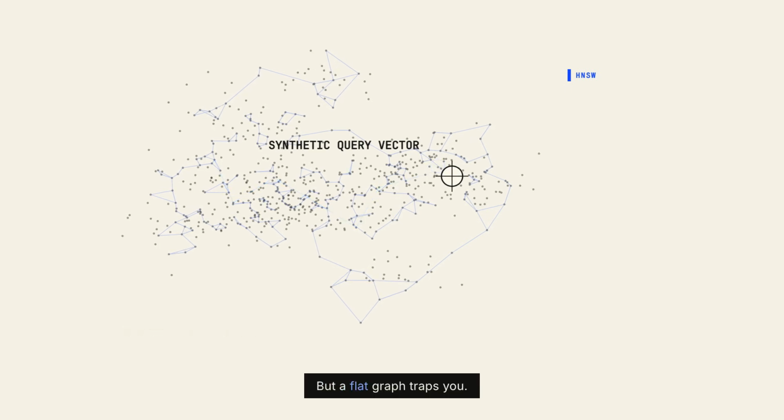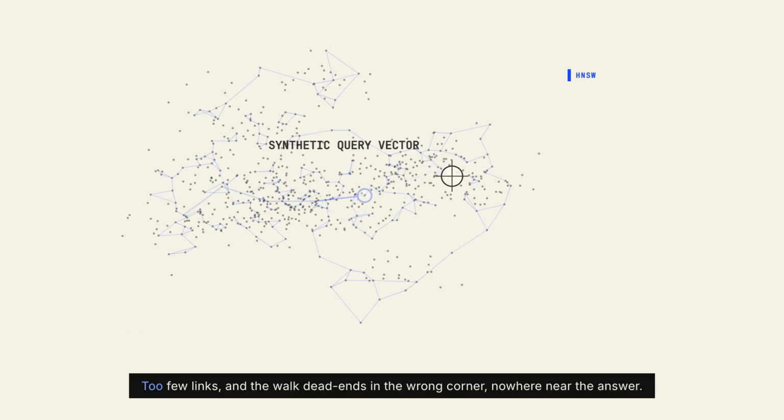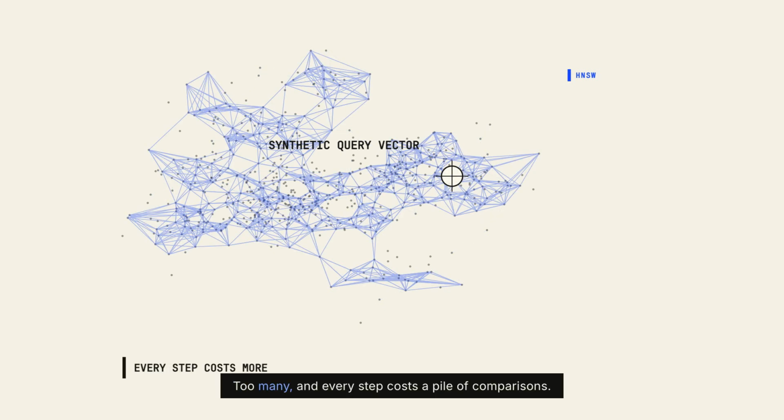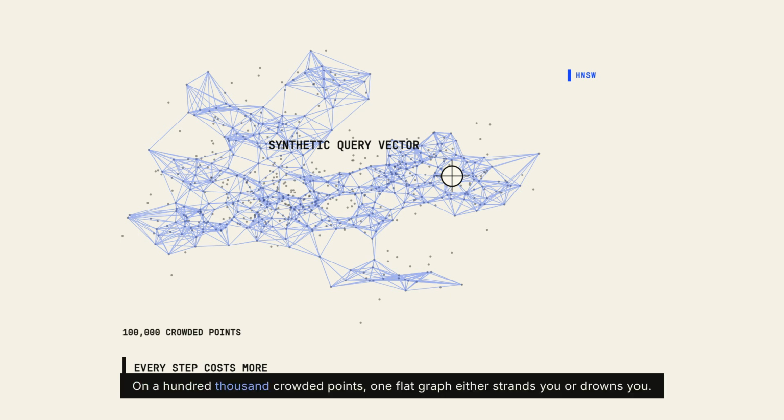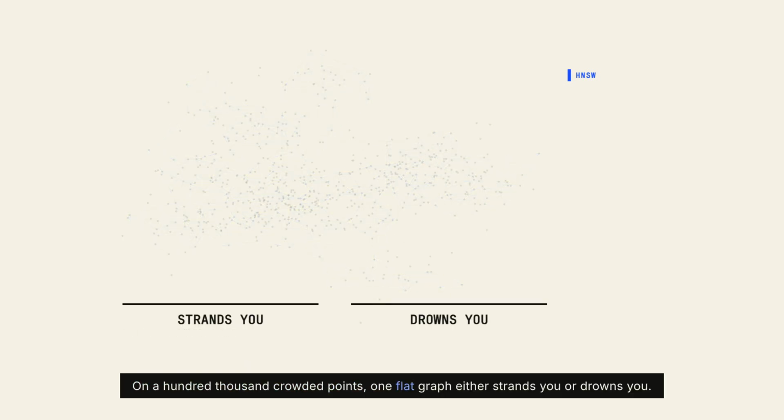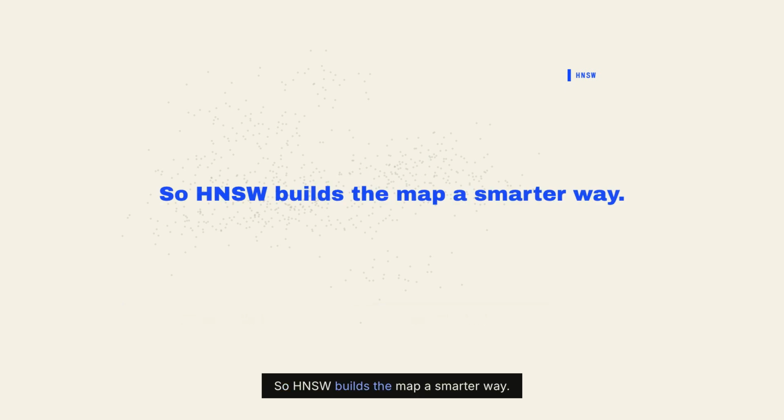But a flat graph traps you. Too few links, and the walk dead ends in the wrong corner, nowhere near the answer. Too many, and every step costs a pile of comparisons. On 100,000 crowded points, one flat graph either strands you or drowns you. So HNSW builds the map a smarter way.